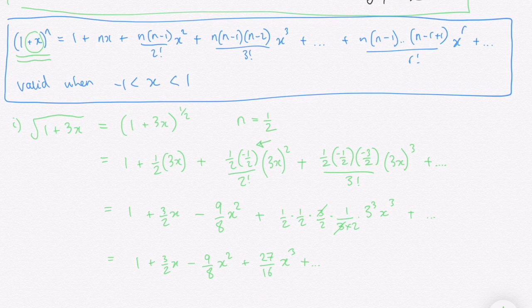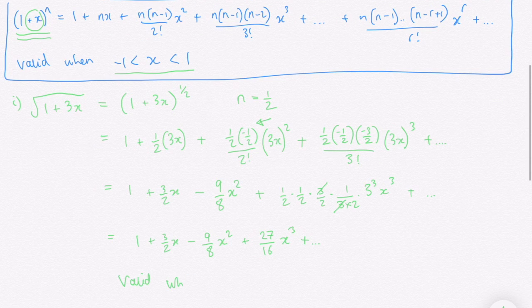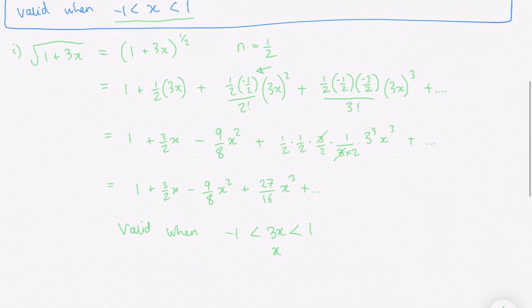Well, when is this valid? Well, our general binomial expansion is valid when x is between minus 1 and 1. So this is valid when 3x is between minus 1 and 1, which is equivalent to saying x is between negative a third and a third.